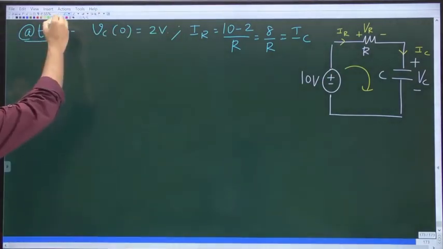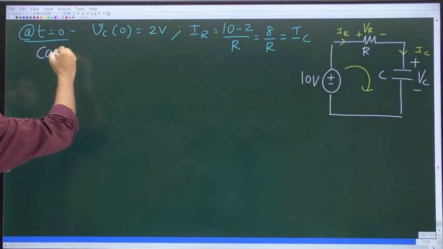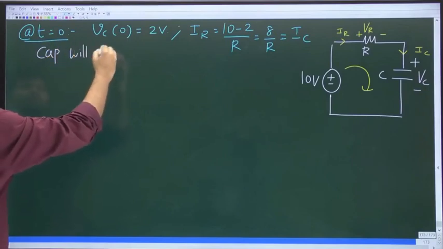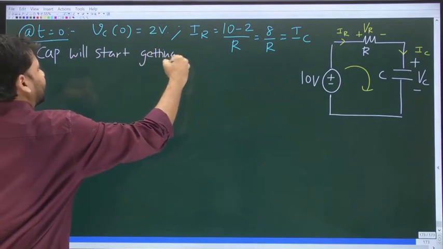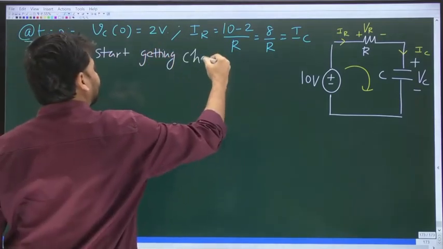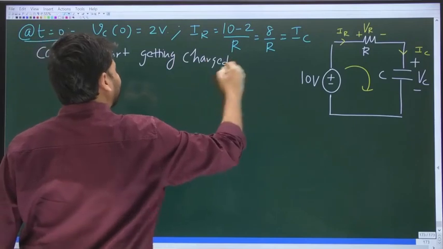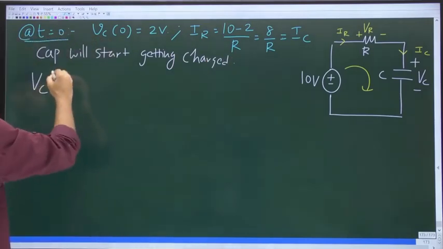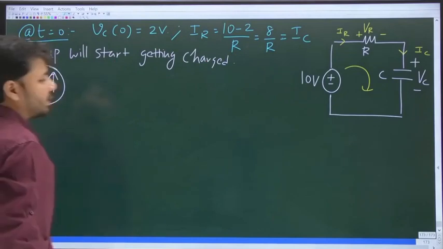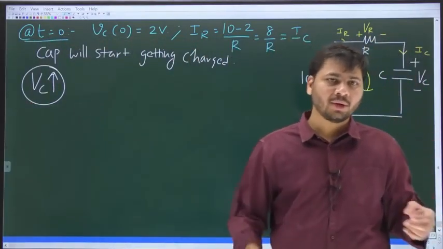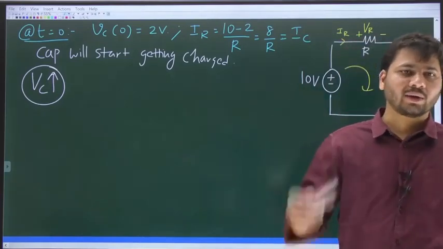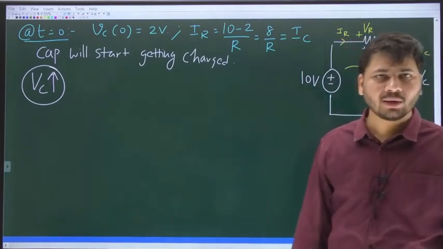So here the cap will start getting charged. Cap getting charged means the value of VC will increase with time. The initial voltage across the cap is 2 volts, so from 2 volts, it will start increasing.